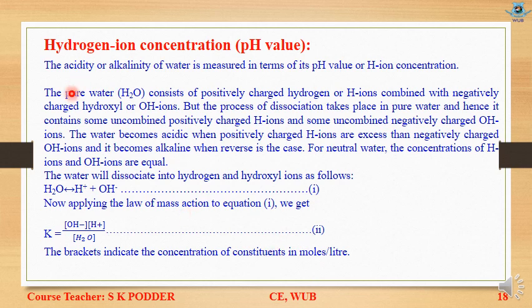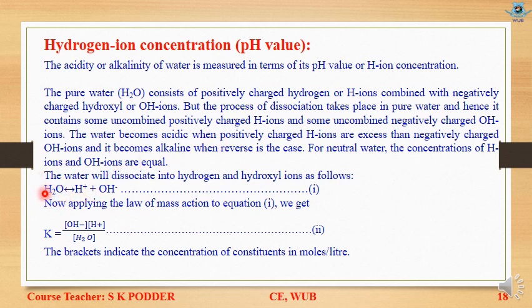Now, another important fact we have already discussed is the pH value. Now we try to understand the pH value in detail, and we try to solve some problems regarding pH value. Let's see. The acidity or alkalinity of water is measured in terms of its pH value or hydrogen ion concentration. You can easily understand by reading this question. I have already touched the big point.